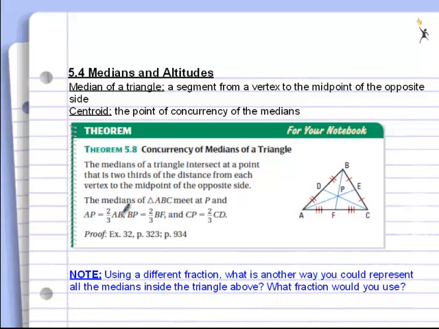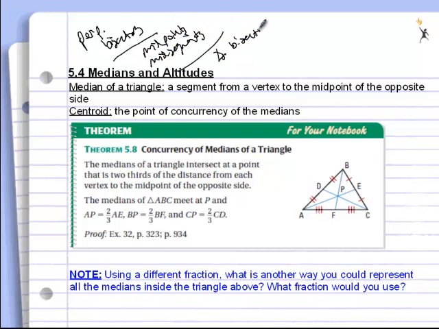All right, as we continue on with triangles in Chapter 5, we've dealt with perpendicular bisectors. We've dealt with midpoints and mid-segments. And then we just got done talking about angle bisectors. The next thing we roll into are medians and altitudes. Now, a median is a segment from a vertex to the midpoint of the opposite side. It's similar to an angle bisector, except it doesn't necessarily bisect the angle.